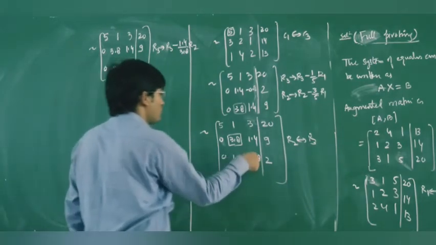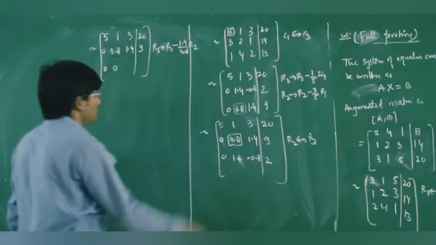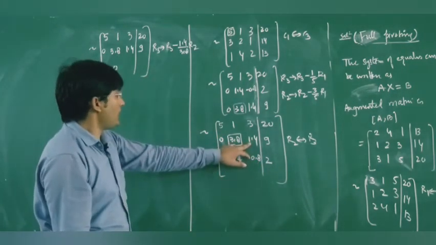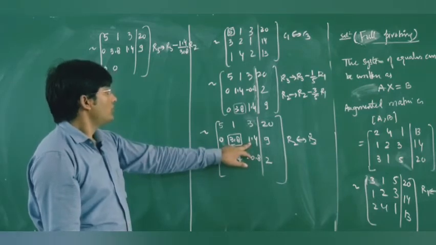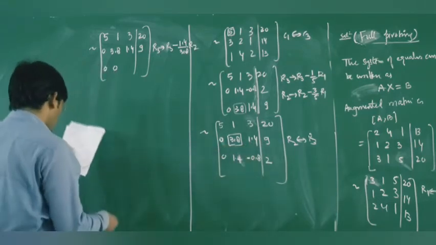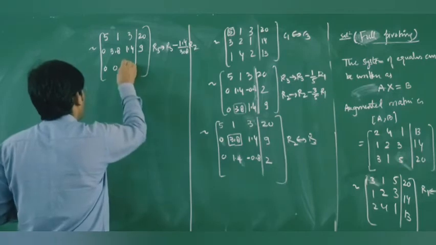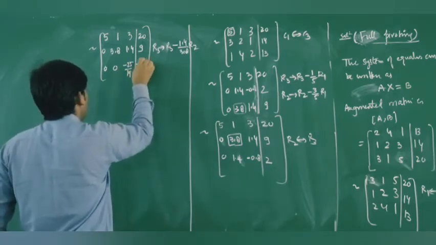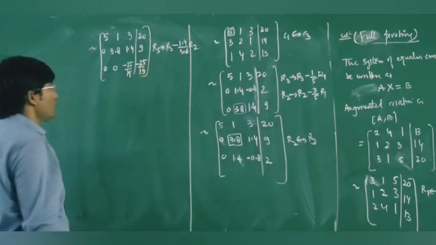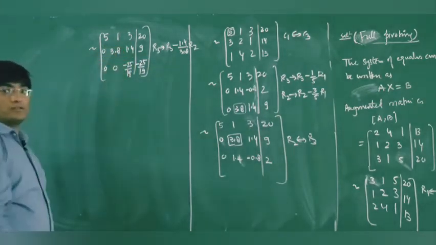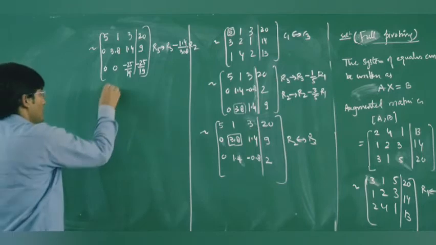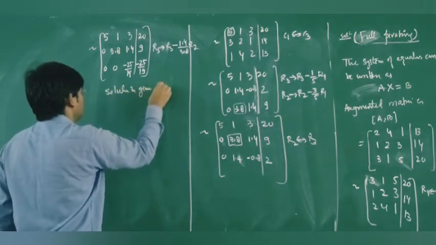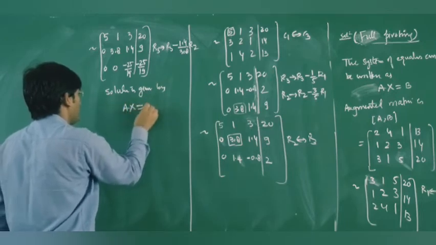Now minus 0.8, then minus of this 1.4 upon 3.8 will give you minus 25 upon 90. Then again in the right hand side we will have minus 25 upon 90. So now you can see that this is in upper triangular form. So solution is given by Ax equal to b.